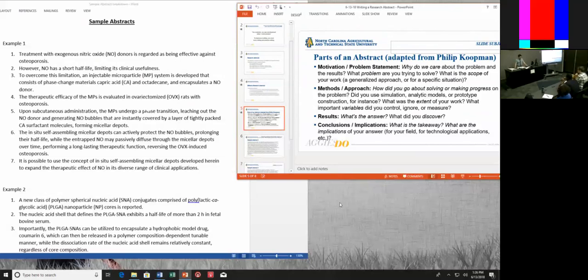So what about the second sentence? Now, notice what they do here. It says treatment with these things is regarded as being effective. However, so the word however is a perfect transitional word here. It tells you immediately that you've now moved into a problem. You've laid out the background that's relevant, but you're now saying, however, there's a problem. There's something missing. There's something lacking.